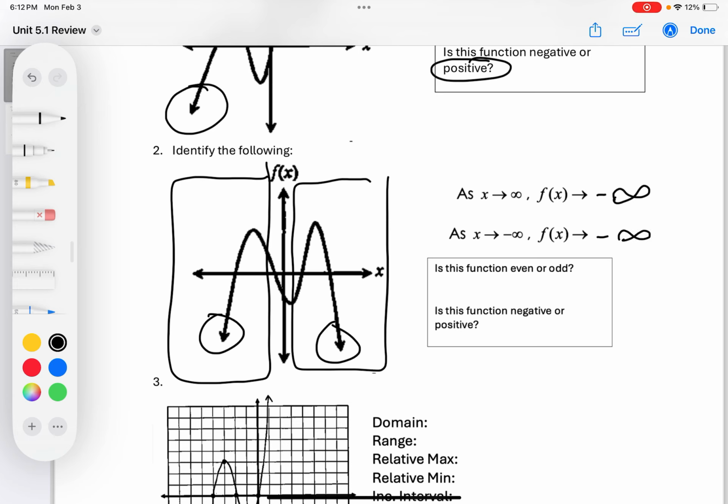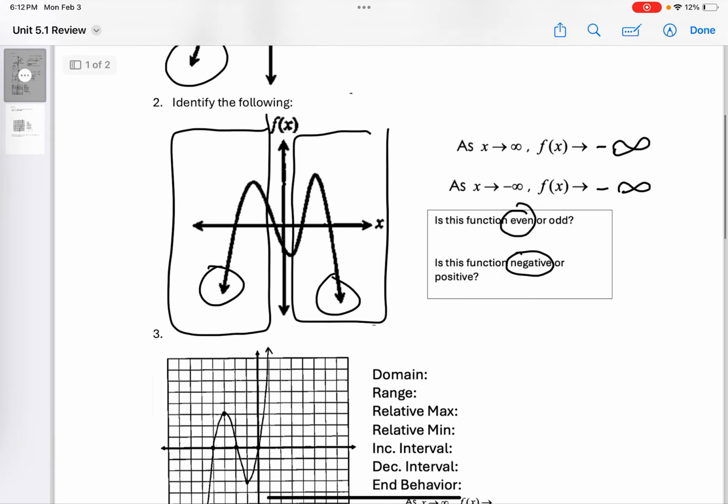Is this function even or odd? So both arrows are facing the same direction, so even. And then is this function negative or positive? This one would be negative because it's facing towards the negatives. So then it's negative. Okay, let's go ahead, move on to the next one.